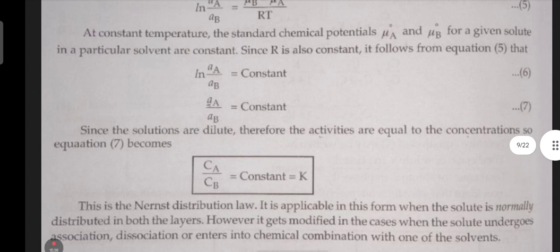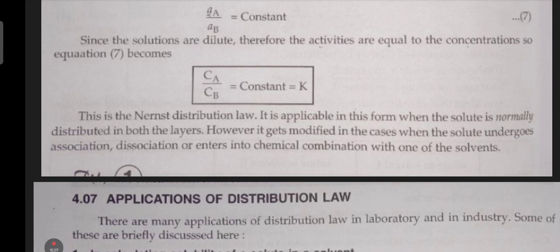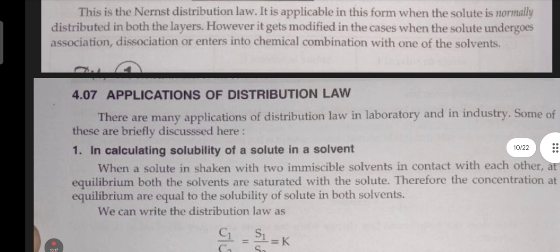Then we take the exponential and get aA upon aB is equal to constant. Since the solutions are dilute, the activities are equal to the concentrations, so the equation becomes Ca upon Cb is equal to constant, that is K. This is the Nernst distribution law. It is applicable in this form when the solute is normally distributed in both layers. However, it gets modified when the solute undergoes association, dissociation or enters into chemical combination with one of the solvents.